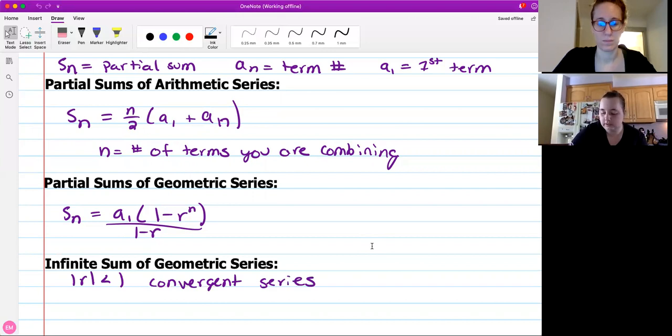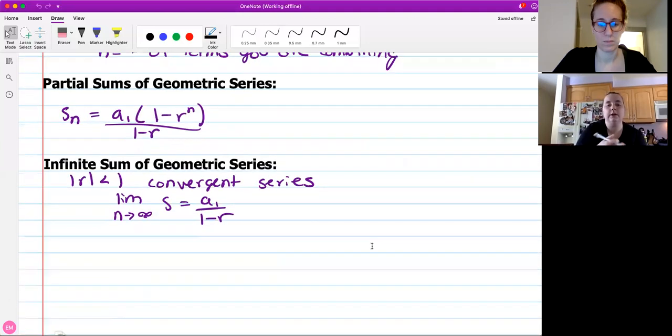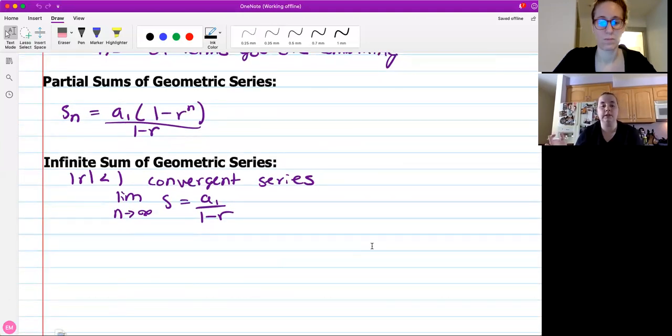And the limit when n goes to infinity is equal to a. And so this is going to tell you the sum of your series, and that's what your series is going to converge to. You use that formula right there, and that's what your series is going to converge to.